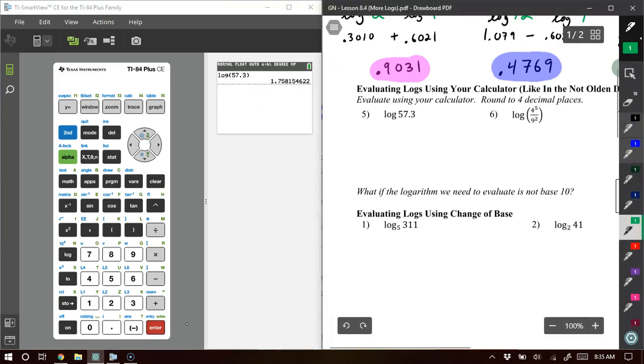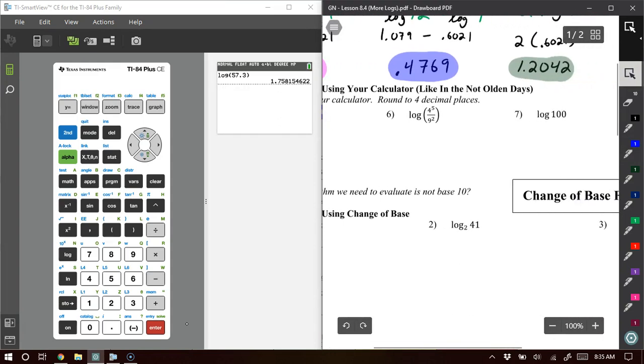4 decimal places I want to round to, which means I'm going to look at the fifth. So 1.75815. The 5 would round that 1 up to a 2. Now, right now, you don't know what that means, but that's what your calculator is telling you. We'll come to what it means after we're done doing all of them.